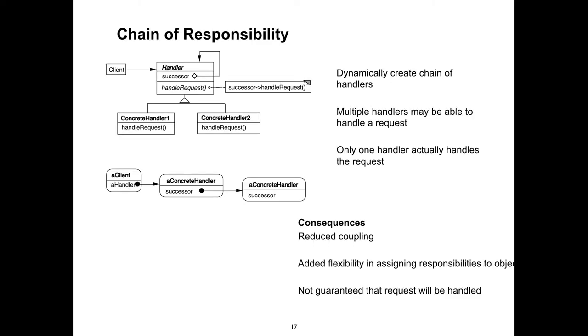So chain of responsibility is going to look very similar to the decorator pattern, right? We have a handler interface, and then it passes the request on to the next one. And you have a bunch of handlers, and you can pull them together.